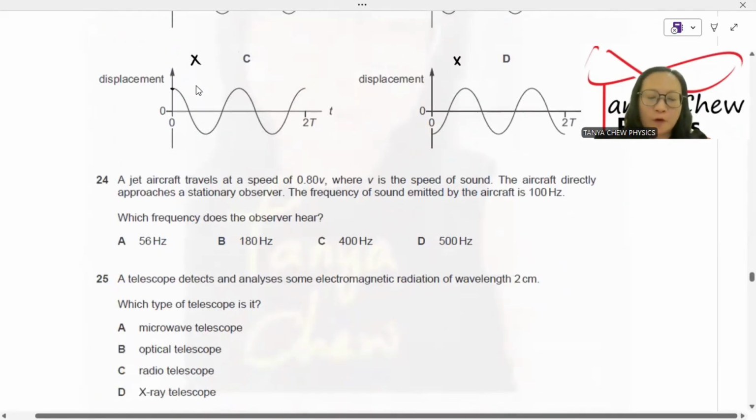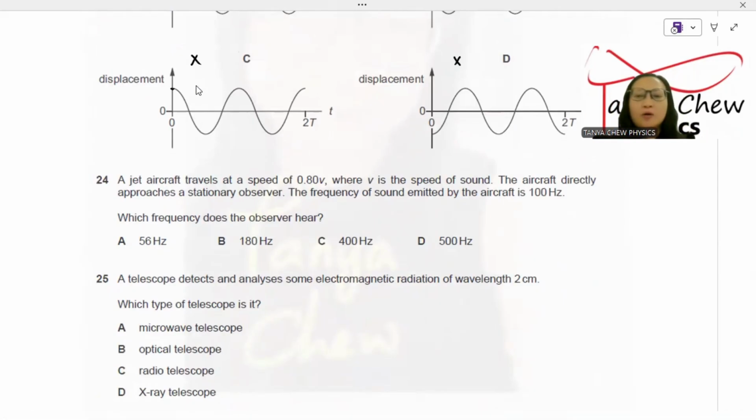Now, question number 24. A jet aircraft travels at a speed of 0.8v, where v is the speed of sound. The aircraft directly approaches a stationary observer. The frequency of sound emitted by the aircraft is 100 hertz. Which frequency does the observer hear?